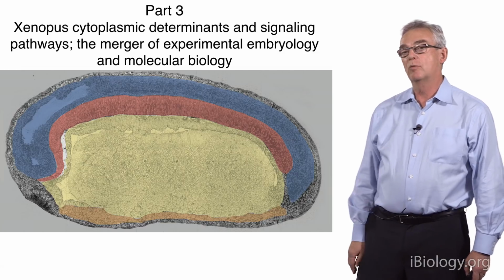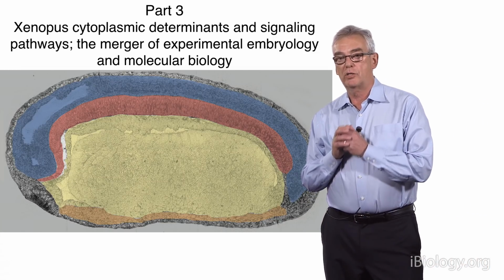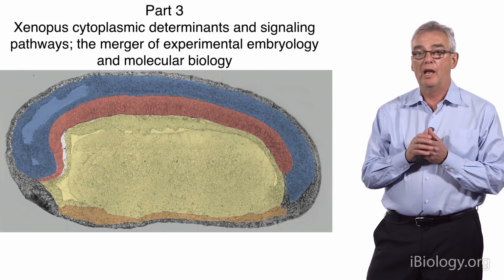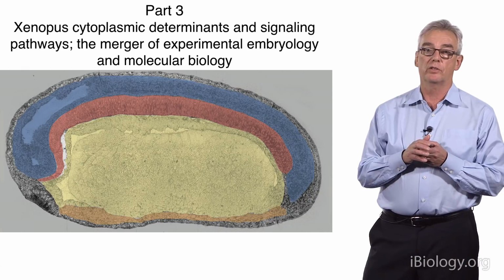In the next presentation, we're going to discuss how the signaling events happen during early development to make the cells different from one another and give rise to the formation of the nervous system in particular.